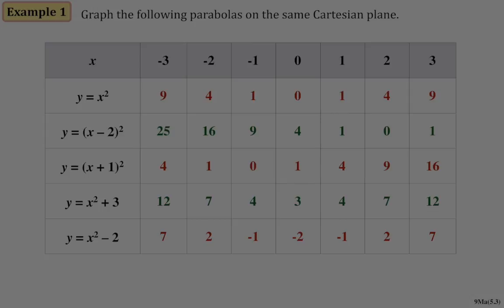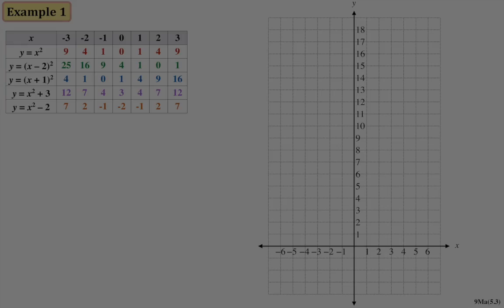Once you've got your tables filled out, we need to go and plot them. You need to put all the points for y equals x squared on first. So you'll put minus 3 comma 9. You'll put a dot. You'll go to minus 2 comma 4. You'll put a dot. You'll go to minus 1 comma 1. Put a dot. And so on for that graph. And then we'll sketch our parabola in.